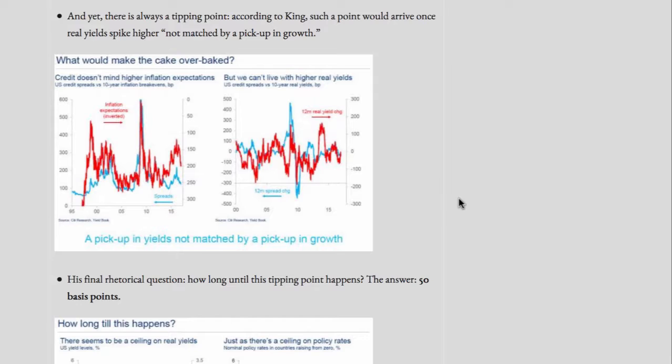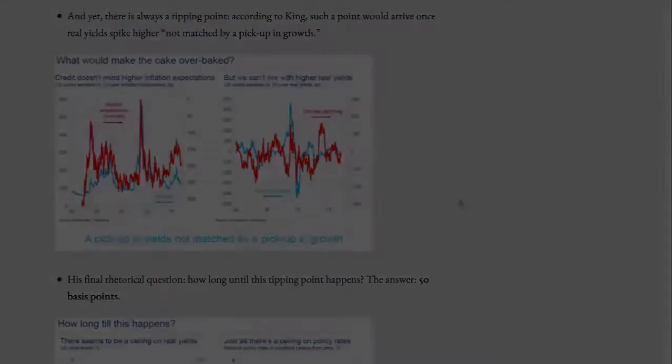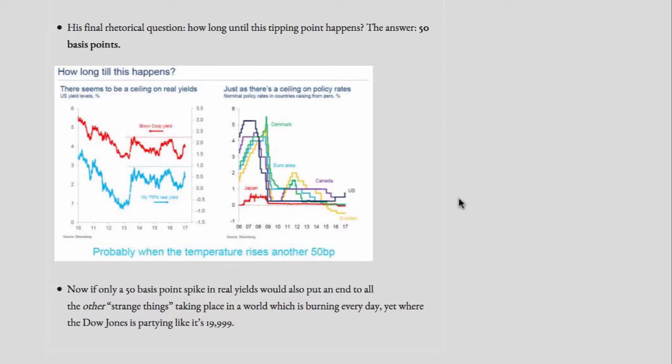According to King, such a point would arrive once real yields spike higher, not matched by a pickup in growth. His final rhetorical question: how long until this tipping point happens? The answer: 50 basis points. Now, if only a 50 basis point spike in real yields would also put an end to all the other strange things taking place in a world which is burning every day, yet where the Dow Jones is partying like it's 19,999.